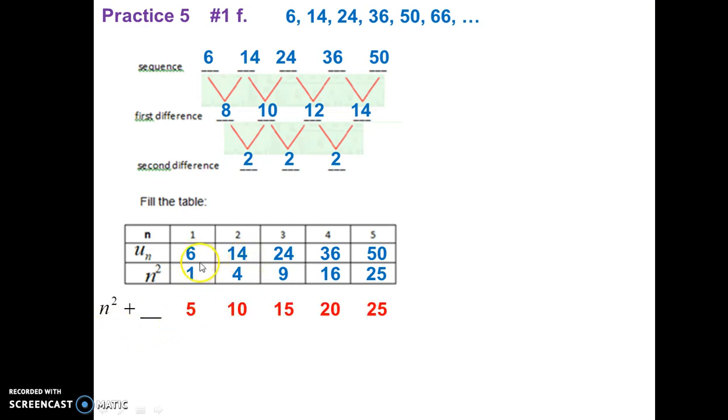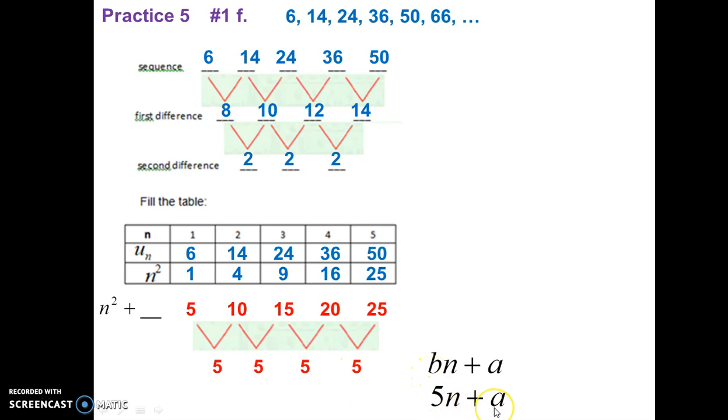So again, n squared plus what number? Well, here we needed to add 5, here we needed to add 10, here we need to add 15, here we need to add 20, and here we need to add 25. So these are the numbers we have to add to n squared to make this sequence work. Looking at this, it's a new sequence. Let's check the first difference to see what's going on. That goes up by 5, up by 5, up by 5, up by 5. It goes up by 5 every time. So if the first difference is constant, it must be linear. Linear sequences always look like this: bn plus a.